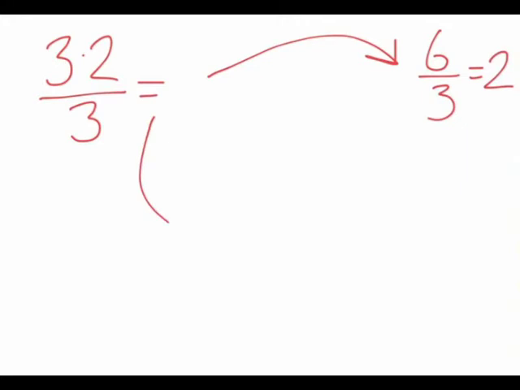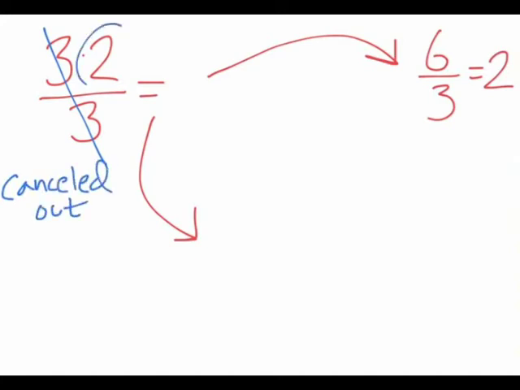Something else that you could have done, though, is you could have realized that because there's a number, 3, that appears on the top and the bottom of a fraction, and because the operation joining the things on the top is multiplication, then a shortcut that you could have taken is simply to cancel out the 3 on the top and the bottom, leaving you with 2, which is of course the correct way to simplify this expression.